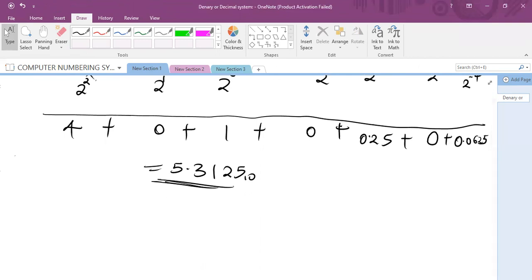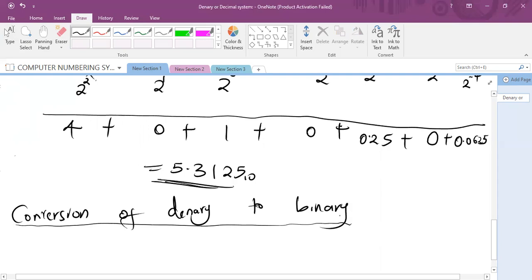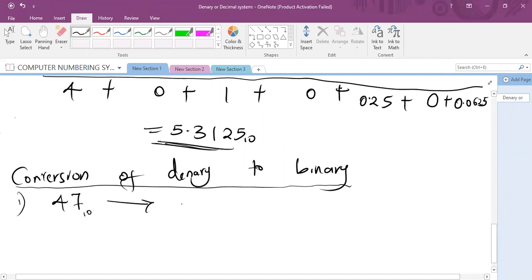So what if you're given a number in denary and you're being told to convert? Conversion of denary to binary. Now you're given a number written in base 10, and then you're supposed to convert it to base 2. We carry this out just using simple division. So let's say you're given a number like 47, which is to base 10, and you're supposed to convert it to base 2. So how do we go about that?